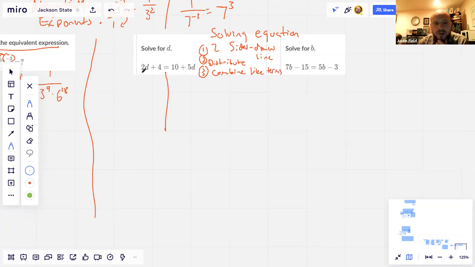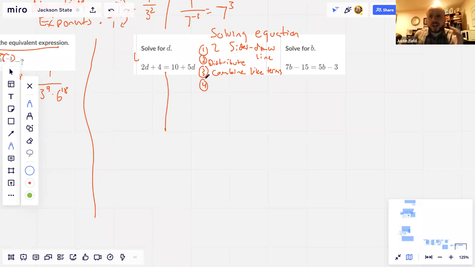If there were like terms on either side that could be combined, then we could combine them. But hopefully you noticed that on the left side, there's not like terms. One of them has a variable and the other does not. On the right side, there are not like terms. One of them has a variable and the other does not. So what we're going to do, follow this little method that I like to say.